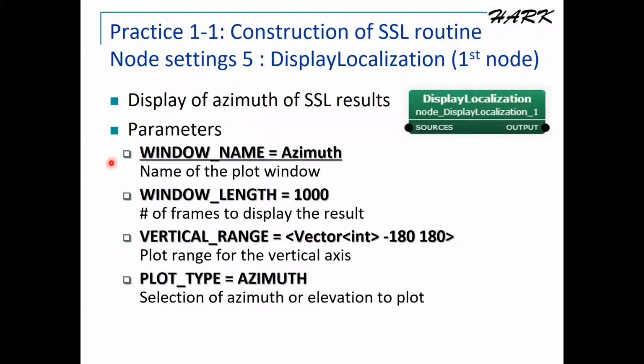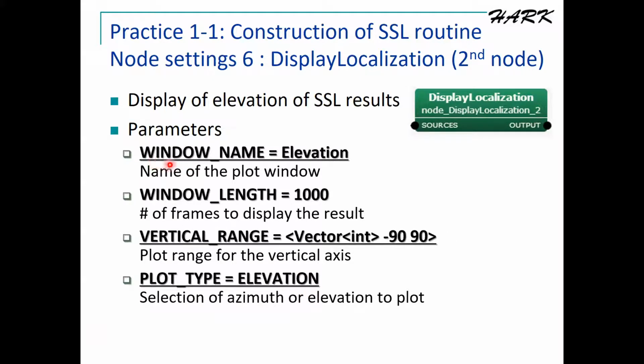The last part in this system is to display SSL results. The two DisplayLocalization nodes exist in this network. This is the first DisplayLocalization node to display the azimuth angle. To clarify the role of this node, the name of the window is azimuth. Please make sure the plot type is set to azimuth. The other node is for displaying the elevation angle. It will be displayed in the height direction. So let's set the window name as elevation. The height direction is only from -90 to +90 degrees, so please set the value range to -90 to 90. Please modify the plot type to elevation.